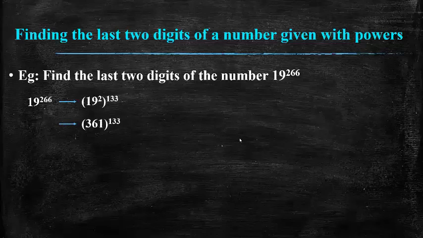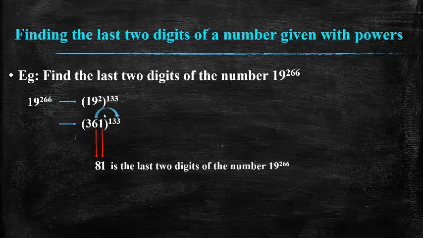So 19 square is 361. It has got a power value 133 that has been raised. The value ends with 1 with its power raised, so the unit digit will be 1. In order to identify the tens digit place, in the given number we are going to take the tens place value, that is 6, and multiply it with the unit value of the power. So 6 into 3 will give me a value of 18, and 8 will be the value that is present in the tens place. So 81 is the last two digits for the given number 19 power 266.